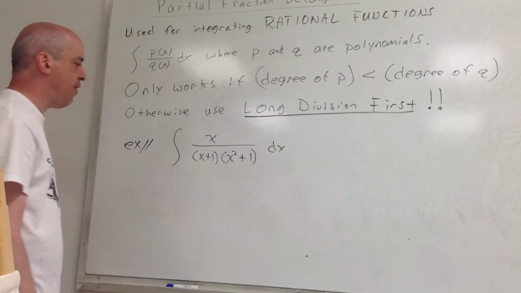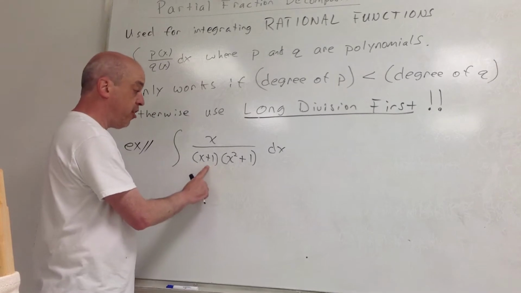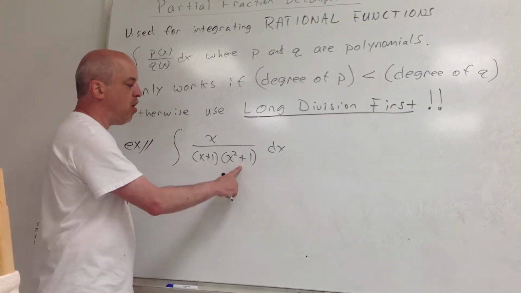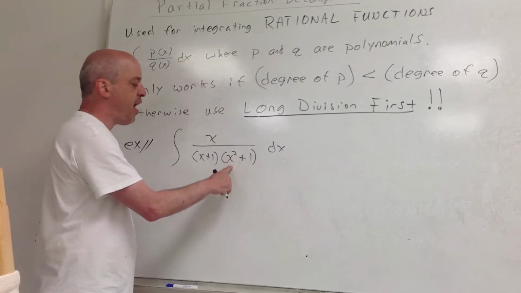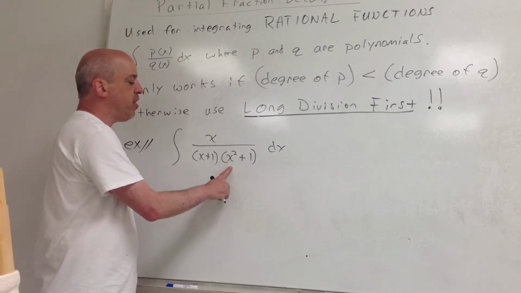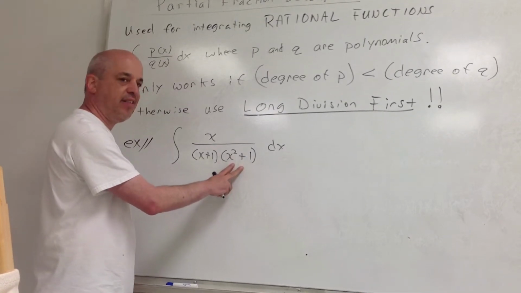Okay, so here I have the denominator completely factored. This x plus 1 is what we call the distinct linear factor. X squared plus 1, as it turns out, is what we call irreducible quadratic. That means it cannot be factored any further. This is equivalent to saying that no matter what I plug in for x, I can't get 0.